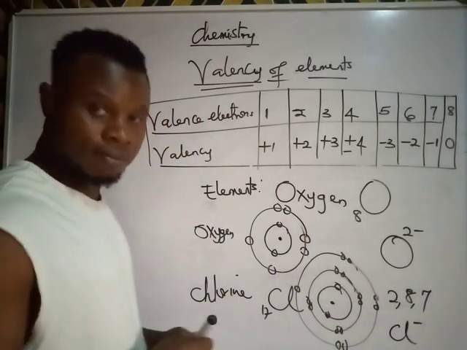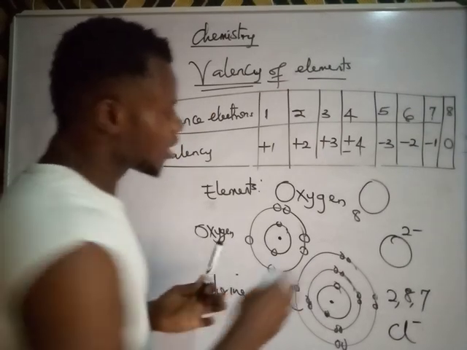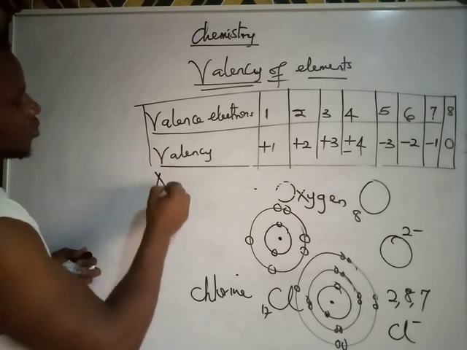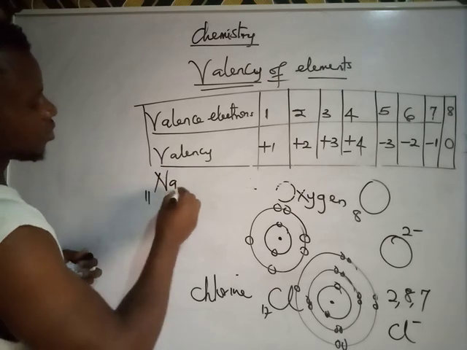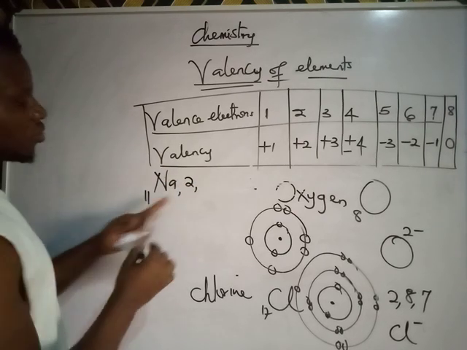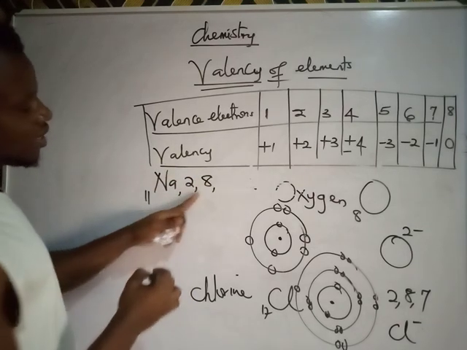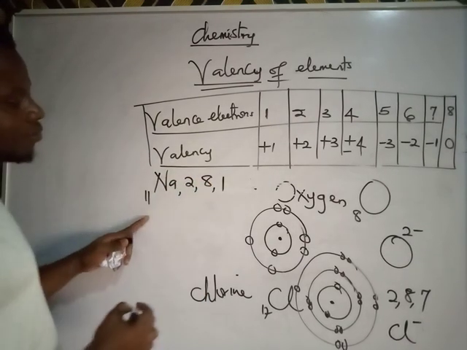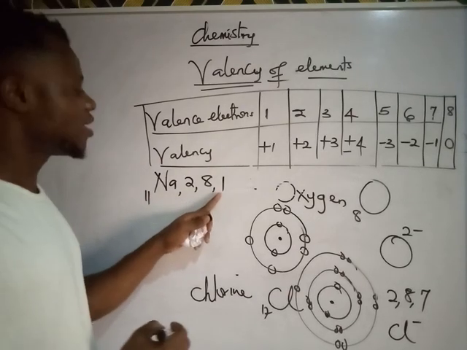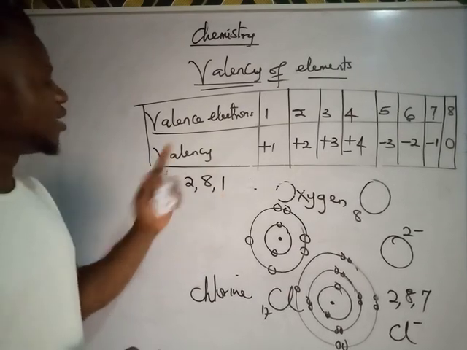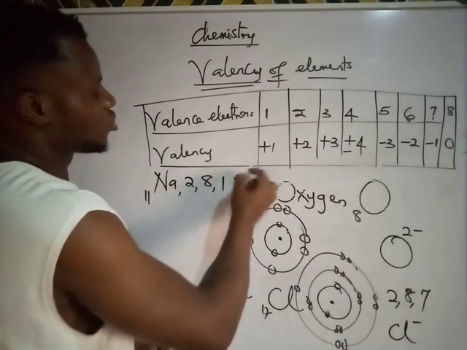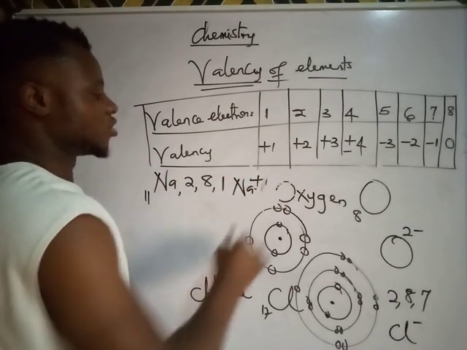So you can see, with this, let's look at other elements like sodium, which is number 11. The first shell is going to contain 2. The second shell is 8, making it 10, 2 plus 8 is 10. So the last shell is going to contain 1. If this one is the valence electron, which is 1, in the outermost, last shell, the valency becomes +1. So we have sodium as +1.